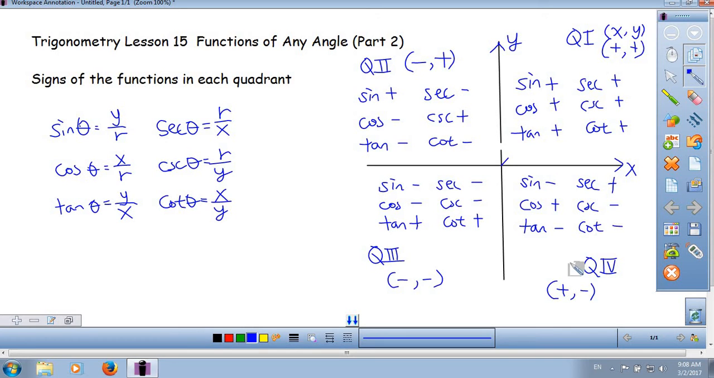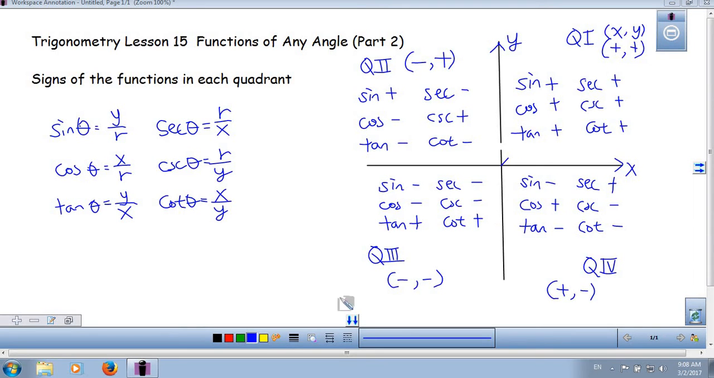Okay, so there is an acronym that we can use to help us remember things. Let me write you an acronym. It's ASTC. All Students Take Calculus. All means everybody is positive in quadrant 1. S means sine, and its reciprocal cosecant is positive. T means tangent, and tangent and its reciprocal are positive. And C is cosine, and its reciprocal secant is positive. So ASTC.